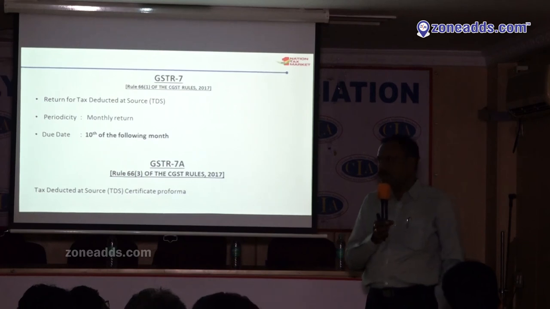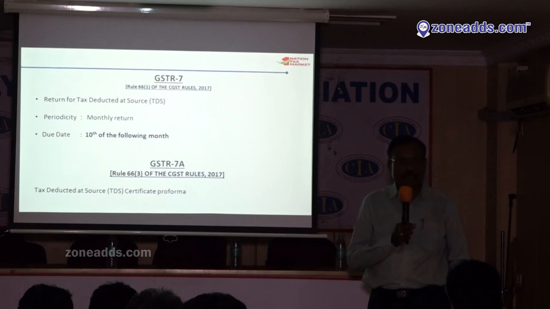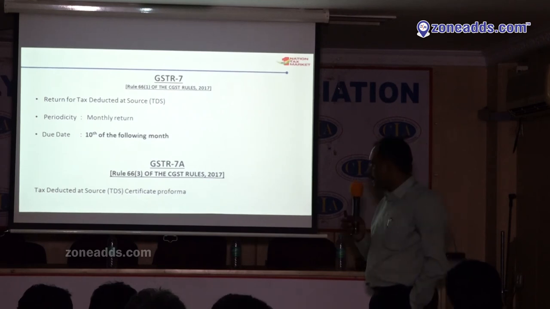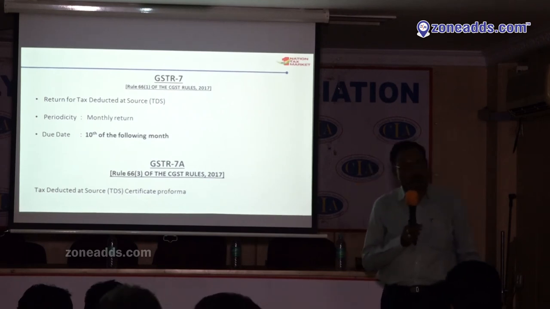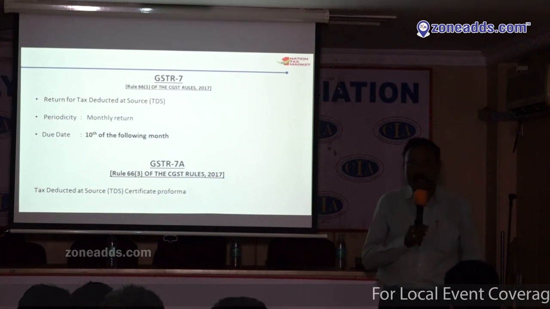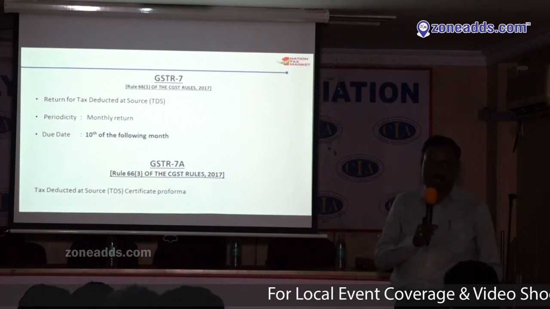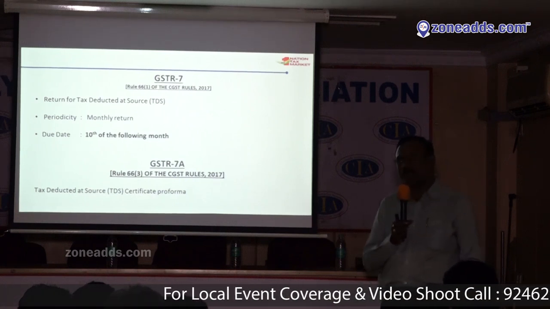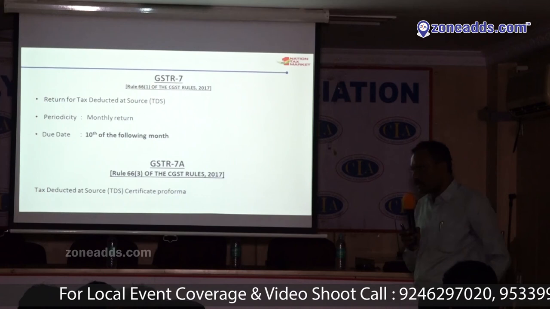That 2% we will pay to the GST department online by filing our own return, and a certificate will be issued to the supplier under GSTR 7A. The 2% amount will be credited to the supplier's cash ledger, not the credit ledger. He can use it for payment of his GST.